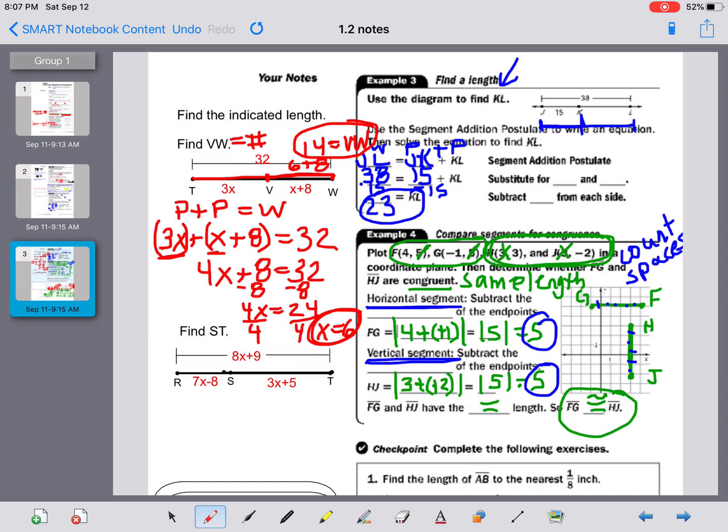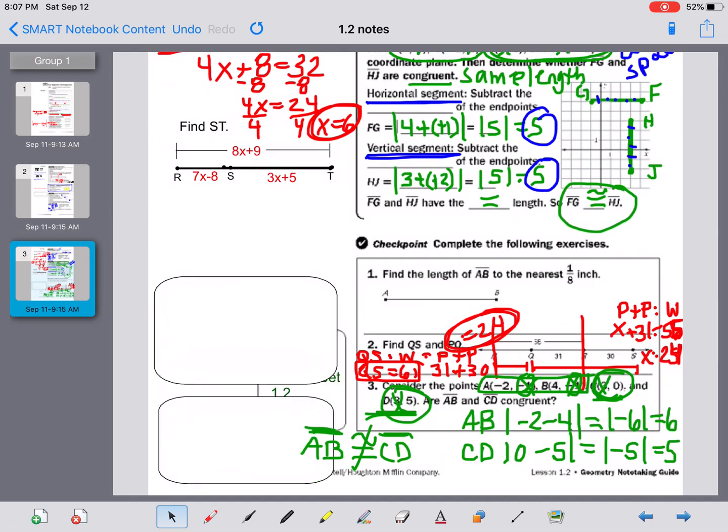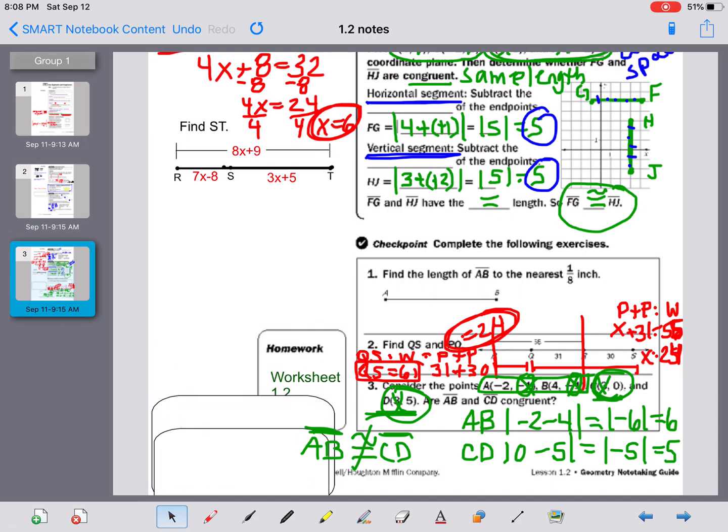All right, let's try this again. And when I look at the next one, it looks like I have a little bit even worse numbers to use here because I have no numbers by themselves or constants. I just have a bunch of variable expressions. So let's try another one here. Once again, though, this time I want to find the length of ST, and it looks like, again, I have a part plus part equals whole.